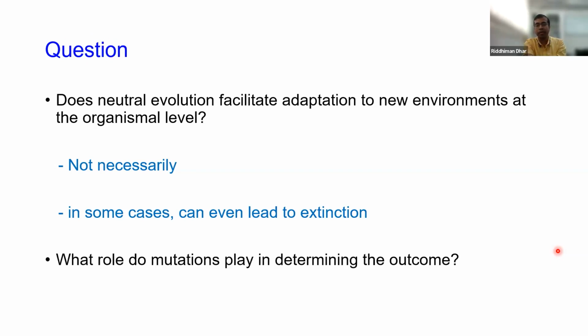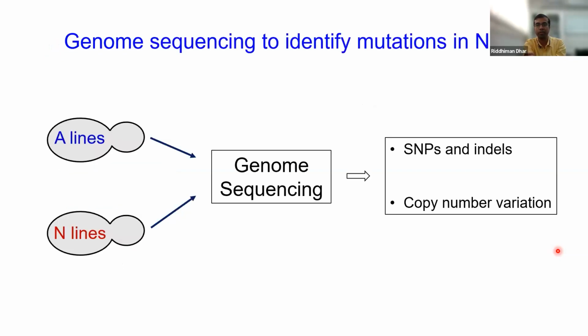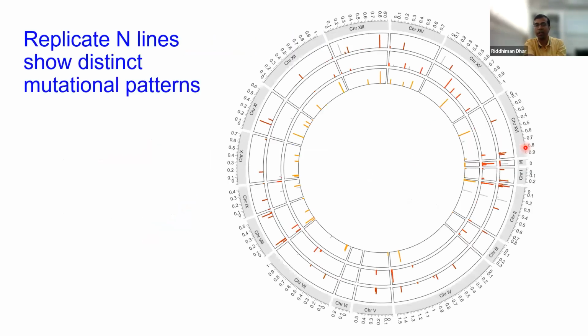The next question we had is, what role do mutations play in determining the outcome? We see adaptation differences between A lines and N lines, and also some extinction events. So can we find out the mutations that are probably responsible for this process? To do that, we sequenced these A lines and N lines and identified single nucleotide polymorphisms and indels. We have not done the complementation analysis yet, so I will not be able to show that data, but I'll show you the single nucleotide polymorphism and indel data.